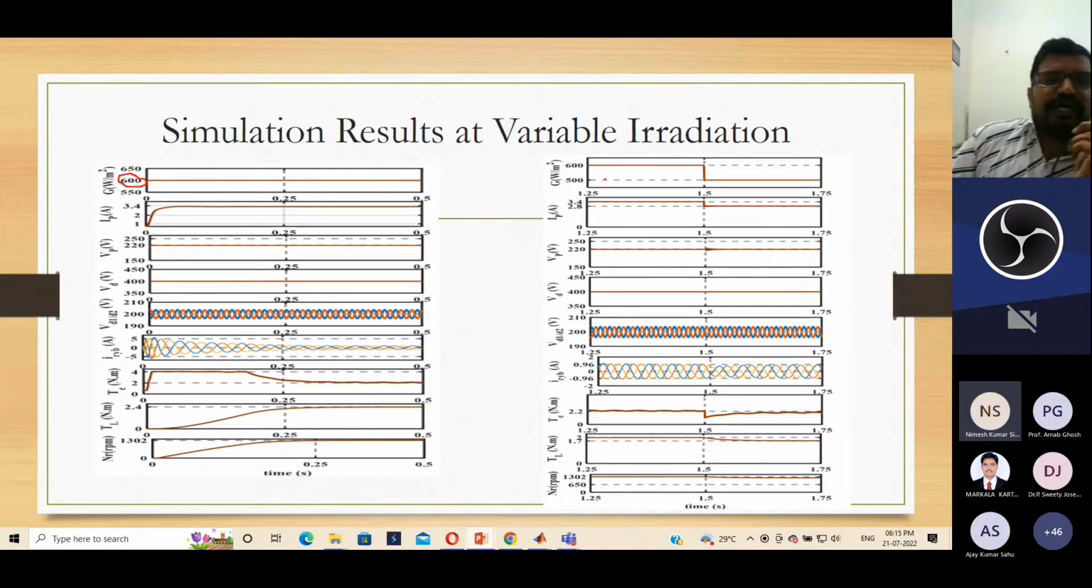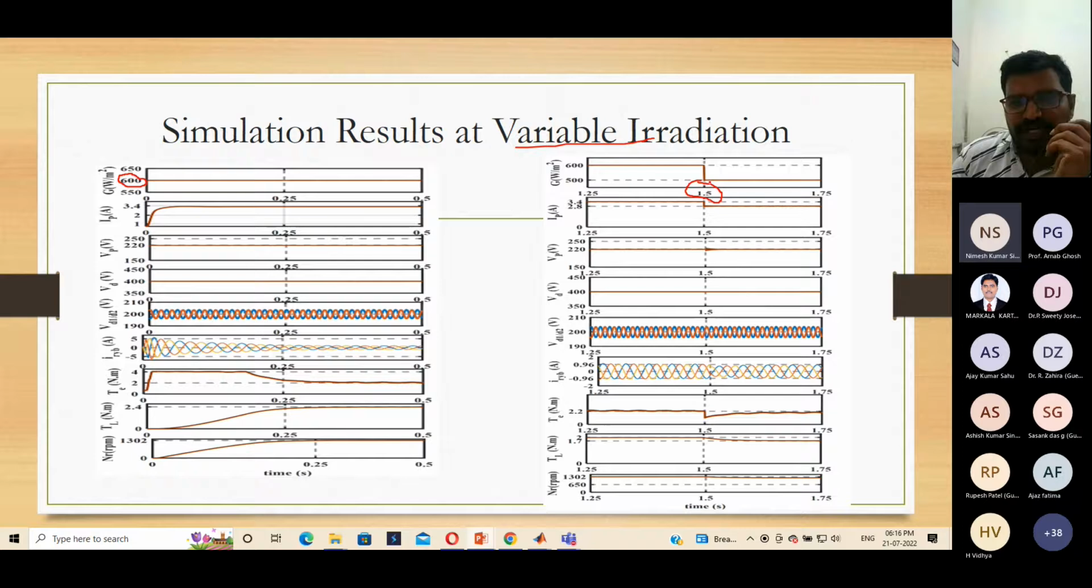Similarly, variable irradiation means the irradiation is going to be changed. For example, we have created an irradiation change of 100 watts per meter square, from 600 to 500, at t equal to 1.5 seconds. If the irradiation changes from 600 to 500, then if you observe the current of the PV panel, the PV voltage is maintained constant, and the current changes to balance the power drop in the PV.